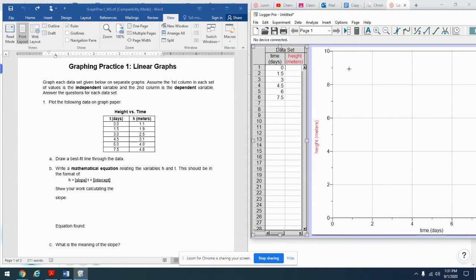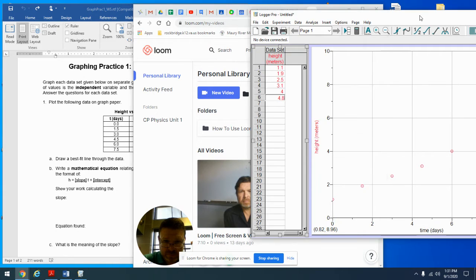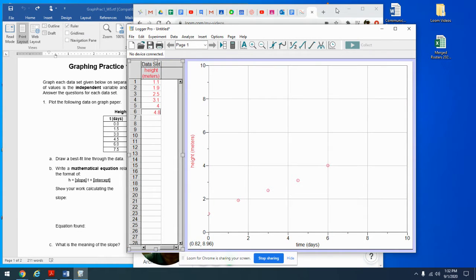All right, let's see how our height values are doing. So 1.1, 1.9, 2.5, 3.1, 4.0, 4.8. All right, I'm going to just slip this graph. Oh, oops, where'd it go? I need that here. Let's minimize that for now.